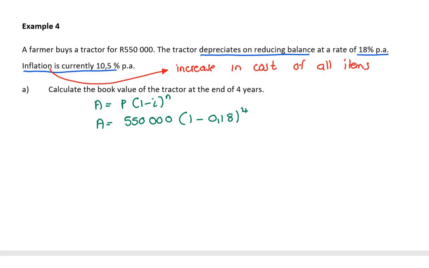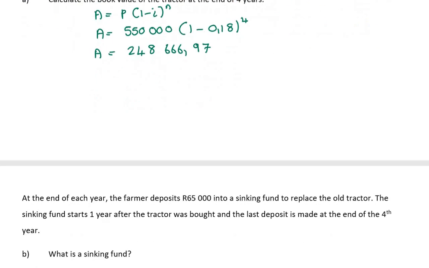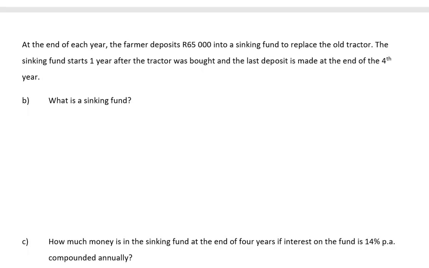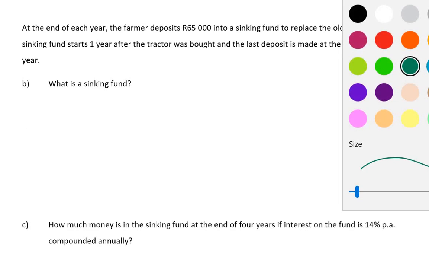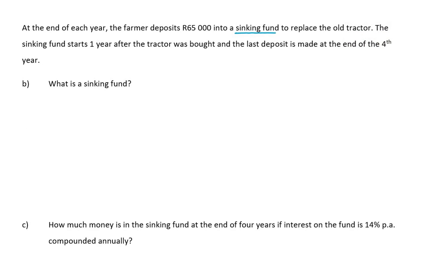So I get a value that this tractor is worth just under half, 248,666 Rand, 97 cents. So it's pretty much lost half of its value in 4 years. Now this question says, at the end of each year, the farmer deposits 65,000 Rand into a sinking fund. Okay, now we need to discuss what a sinking fund is.